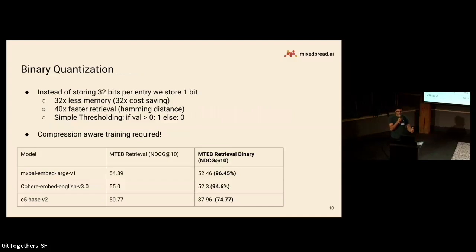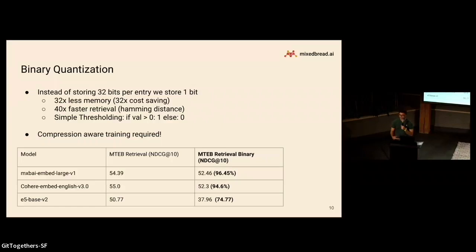So let's look into a bit of the results I was mentioning. As I mentioned, binary quantization means instead of storing 32 bits, I store 1 bit per dimension. So we have 32 times less memory, which translates directly into cost savings. And the cool thing is, think about how vector search works: it's cosine similarity, a lot of vector multiplications, dot products. What binary embeddings allow you to do is Hamming distance, meaning you just need 2 CPU instructions, popcount and XOR, which is blazingly fast on all modern CPUs. That's how you can get even 40 times faster retrieval.